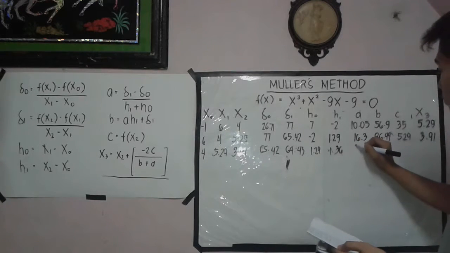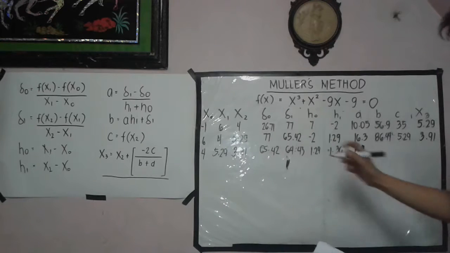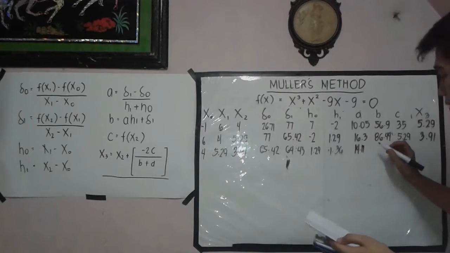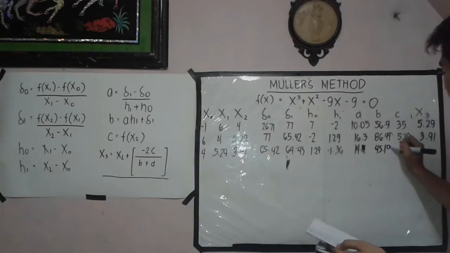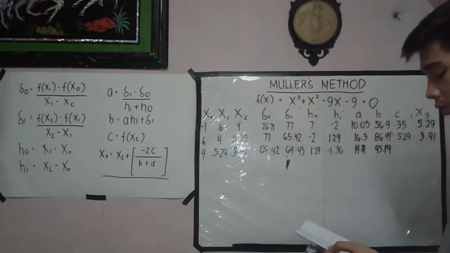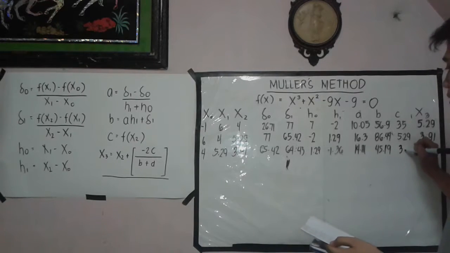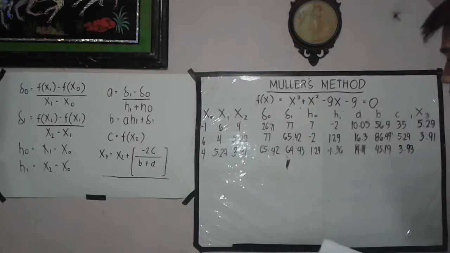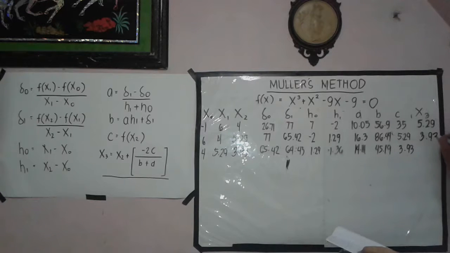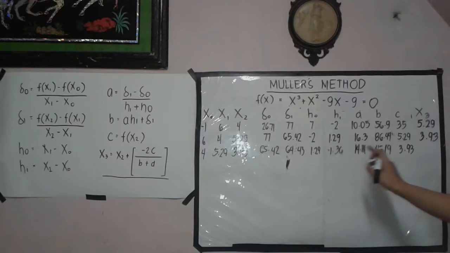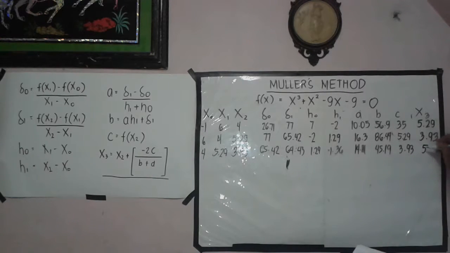For A, 14.11 using the equation, and B, 45.19, and 3.93 for C. Then, for x3, we have solving the values of x3 using the equation here, and using the discriminant, we have the value of 5.2.